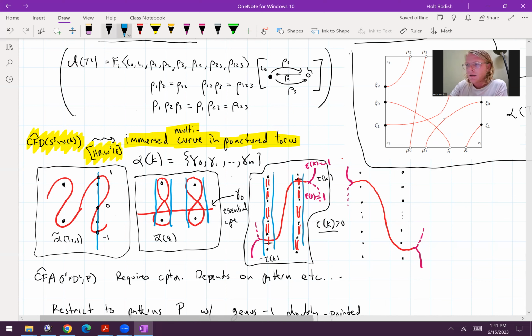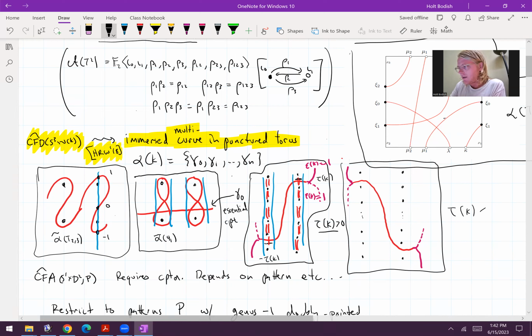Similarly, I'll show you in this case on the right, this is the general picture for tau of K less than 0. Here it crosses at height tau of K and minus tau of K. And again, whether or not it's solid or dotted depends on whether or not epsilon is plus or minus 1.